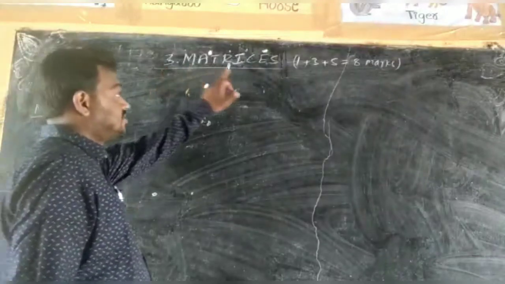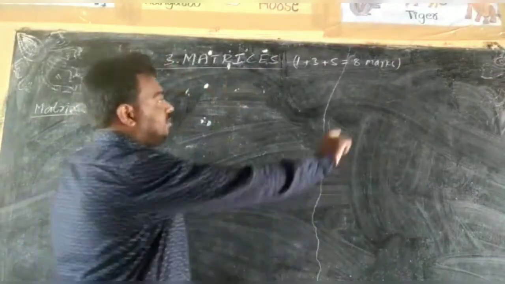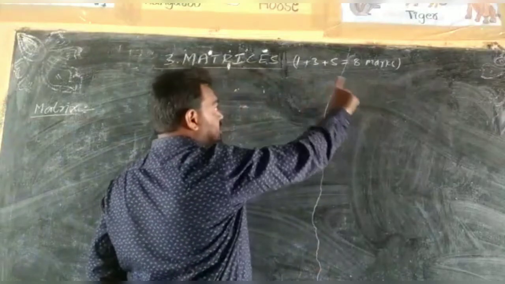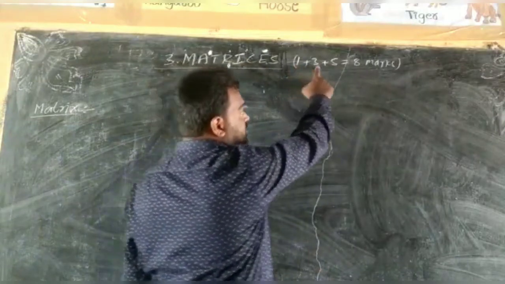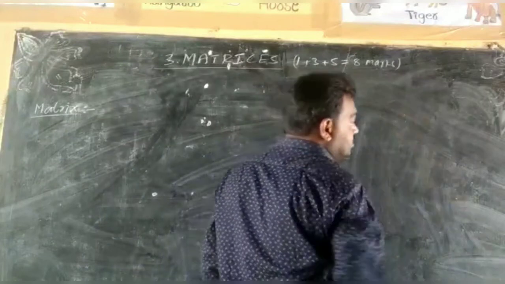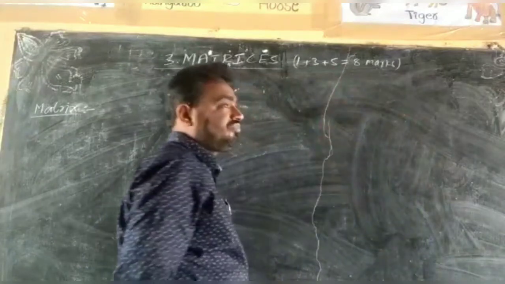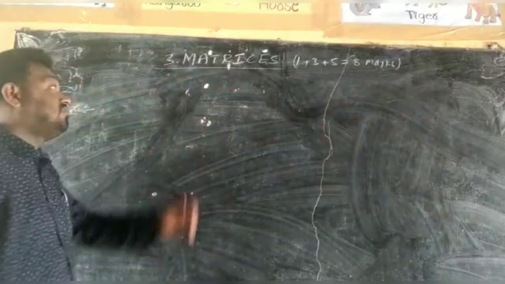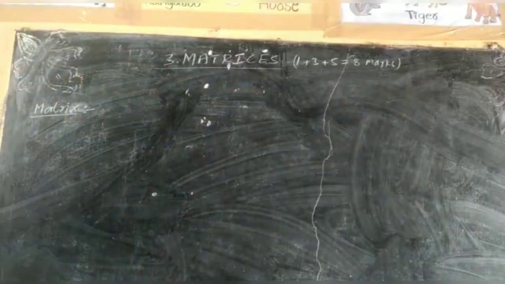Third chapter, maths. From this chapter, in the board exam, they are asking one 1-mark question, one 3-mark question, and one 5-mark question. Total 8 marks.